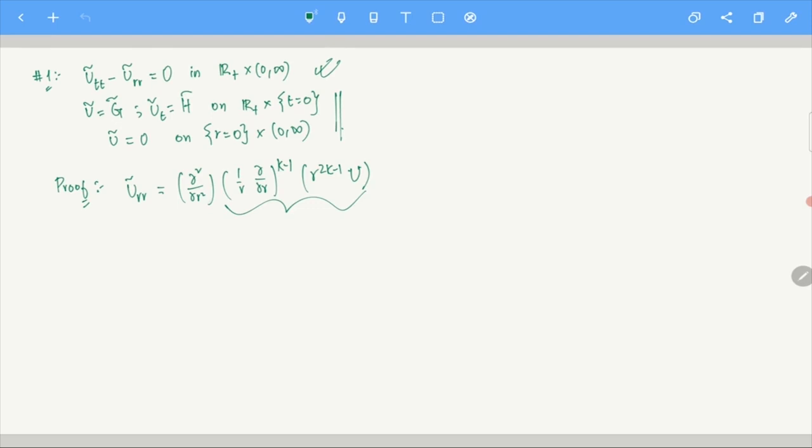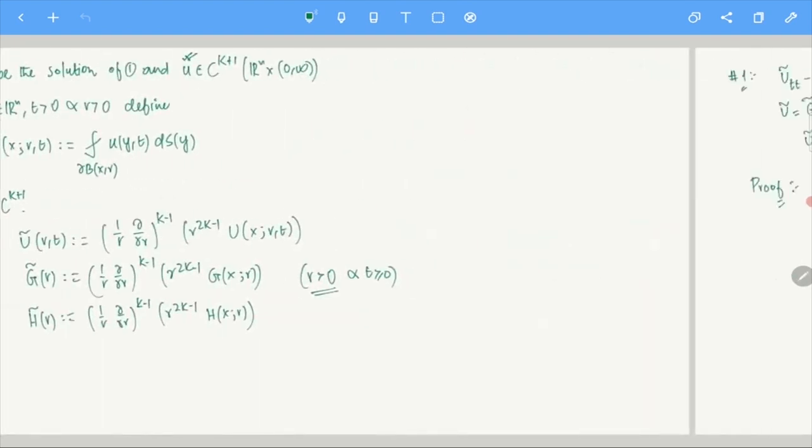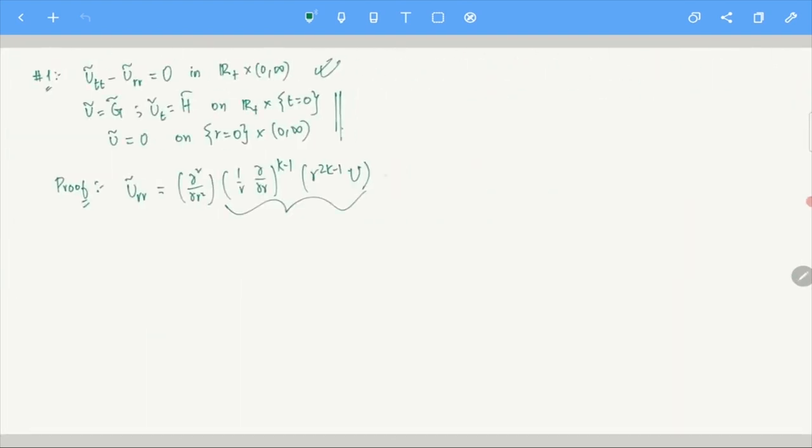Now you see, this particular thing, if you use this lemma here, that crazy looking lemma, you see d2 dr2 of this particular thing, this is what I wrote, that is 1 by r ddr whole power k r to the power 2k d phi dr. So I'll just write it down here, that will look like 1 by r del r of k, r power 2k capital U r. Clear? Yes.